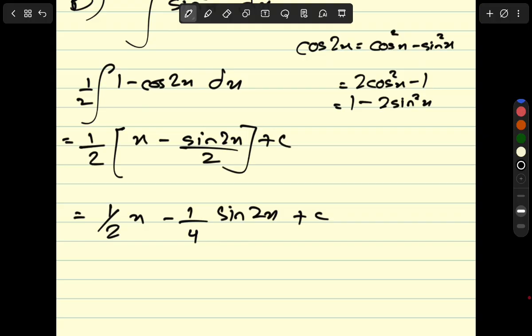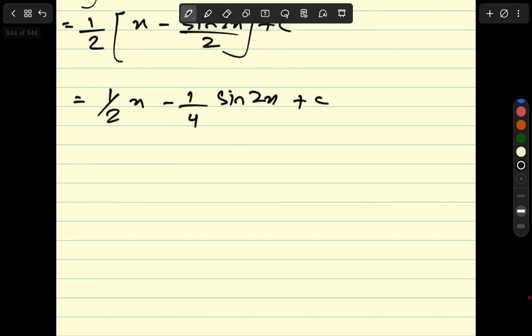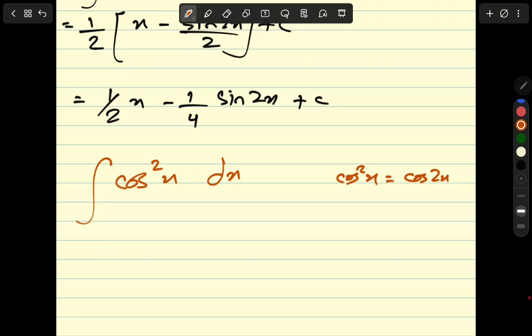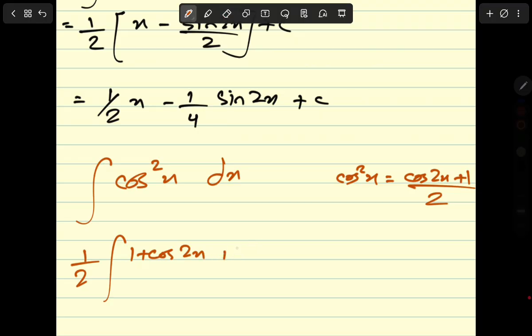Now what if you had cosine squared of x? Let me change color because it's another question. What if you had to integrate cosine squared x dx? You can see that cosine squared x may be rewritten, going back, from cos 2x equals 2 cos squared x minus 1. So cos squared x is cos 2x plus 1 over 2, right? So I can rewrite it as half times the integral of 1 plus cosine of 2x, dx.